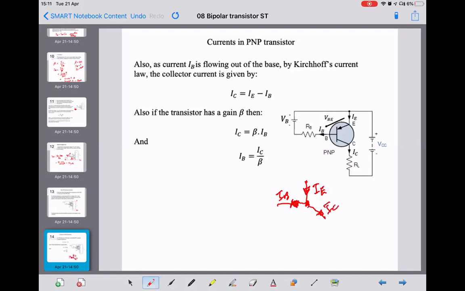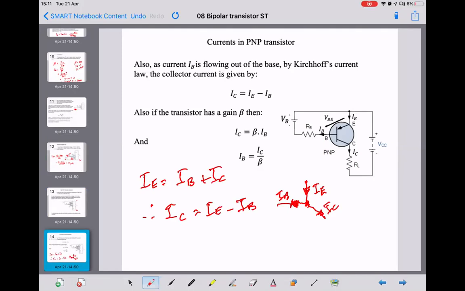So if we again write that IE is equal to IB plus IC, therefore, the collector current is the emitter current take away the base current in this case.